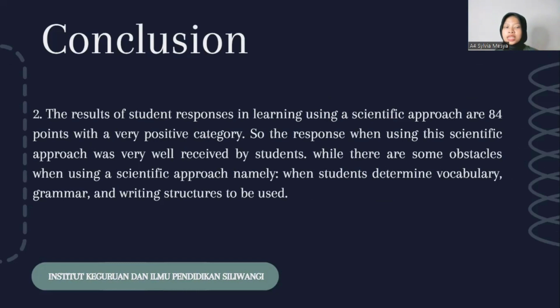Next, second, to answer research question number 2, the student response in learning using a scientific approach was 84 points with a very positive category. So the response when using this scientific approach was very well received by students. While there were some obstacles when using the scientific approach, namely when students determine vocabulary, grammar, and writing structure to be used.